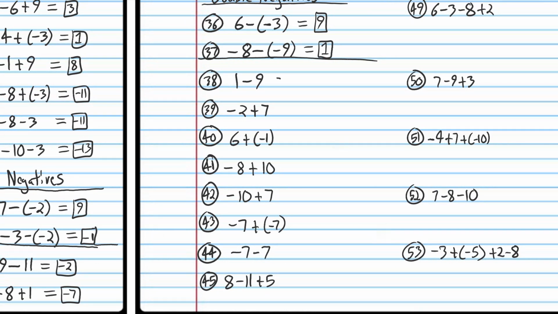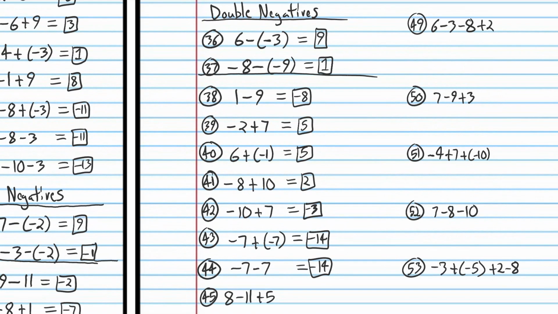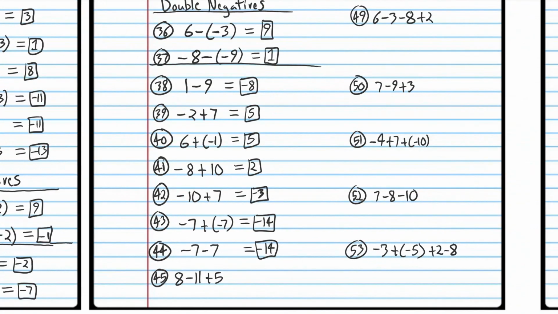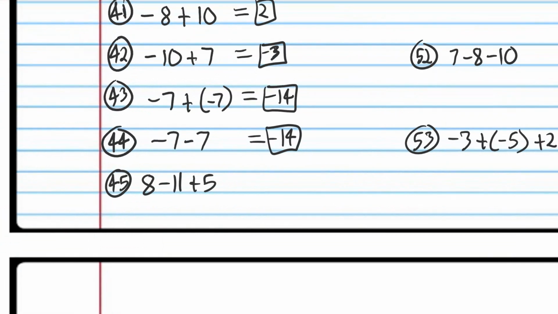All right, we're back. 1 minus 9 is -8. And we have 5, 5, 2, -3, -14, -14. And so if you got those answers, good job. I think we're ready to go on to 45.